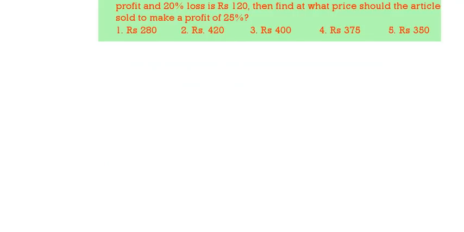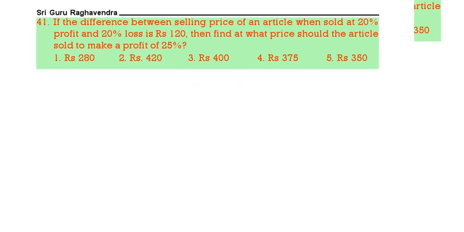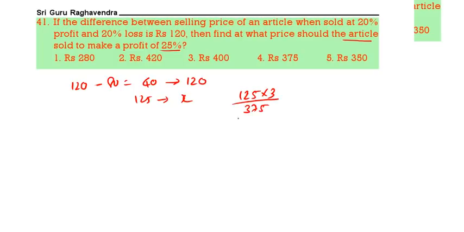Next, the difference between the selling price of an article when sold at 20% profit and 20% loss. 20% profit means 120, 20% loss means 80, and the difference is 40. So 40 is equal to 120. Then to get a profit of 25%, 125 is equal to how much? 40 is 120, so each part is equal to 3. Now 125 into 3 is 375. 4 is the correct answer.